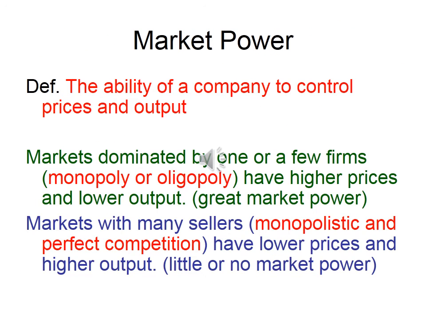What do we mean by market power? Market power is the ability of a company to control prices and output. Markets dominated by one or a few firms, meaning monopoly or oligopoly, have higher prices and lower output, which means that there is great market power. Markets with many sellers, meaning monopolistic and perfect competition, have lower prices and higher output, which means that there is little or no market power.